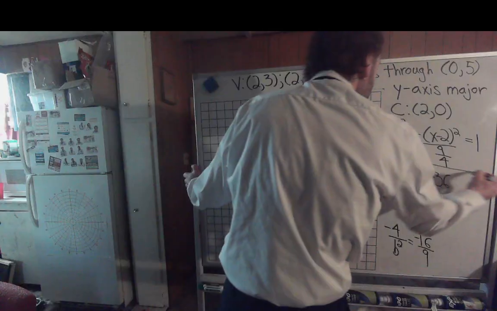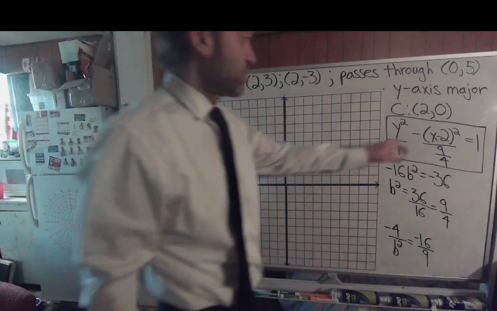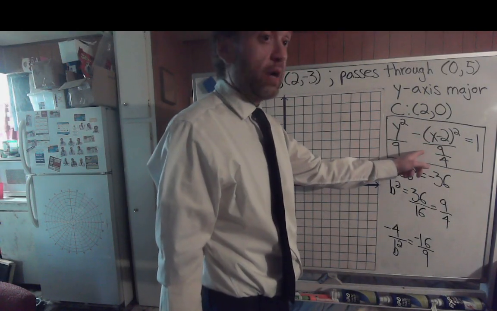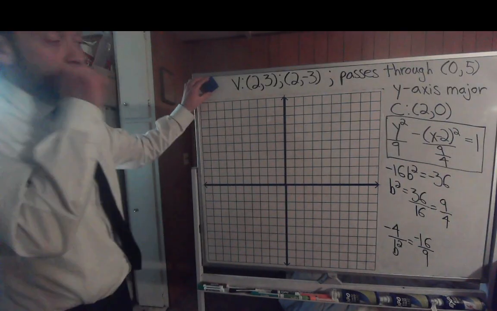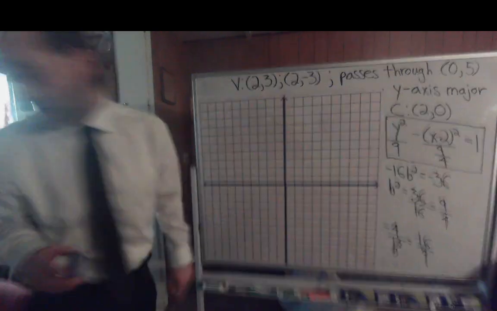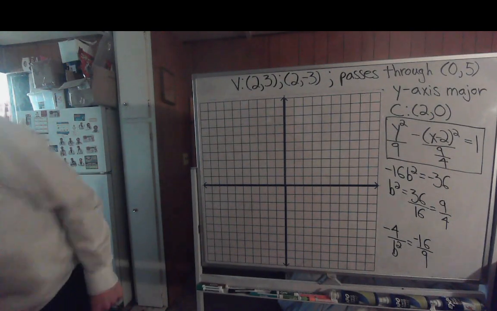So the equation you should get would be y squared over 9 minus the quantity of x minus 2 squared over 9/4 equals 1. And I got one more here. All right, this is good.